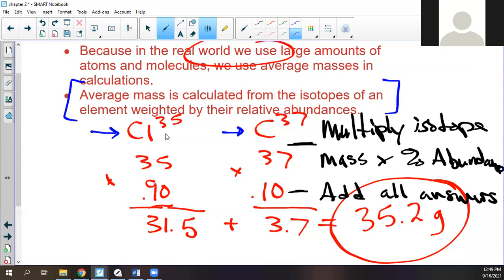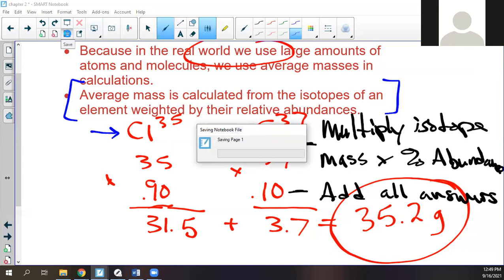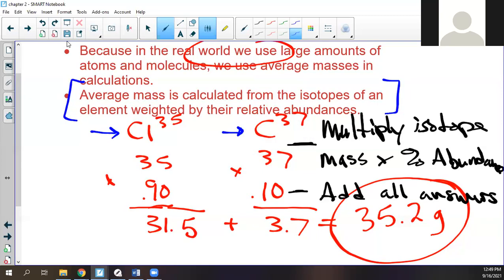So the circled number is the average, what we call the relative average mass. Okay, by the way, that's why the masses on the periodic table are not whole numbers. What's that? These will be exact values, so no.